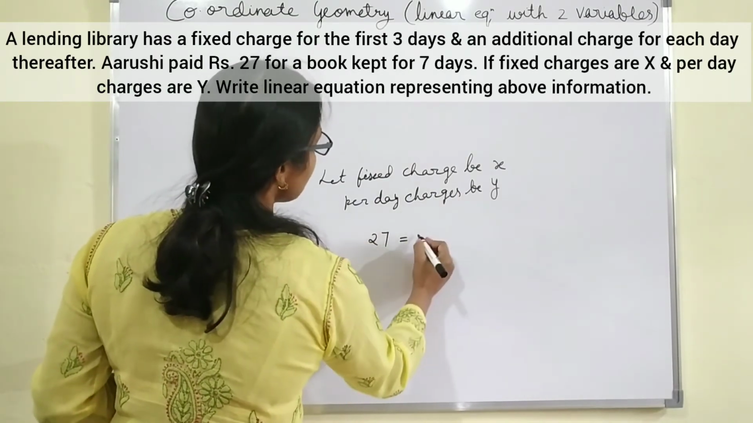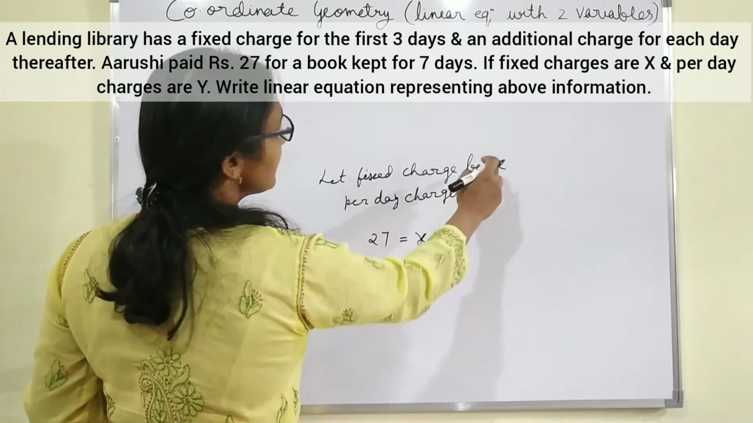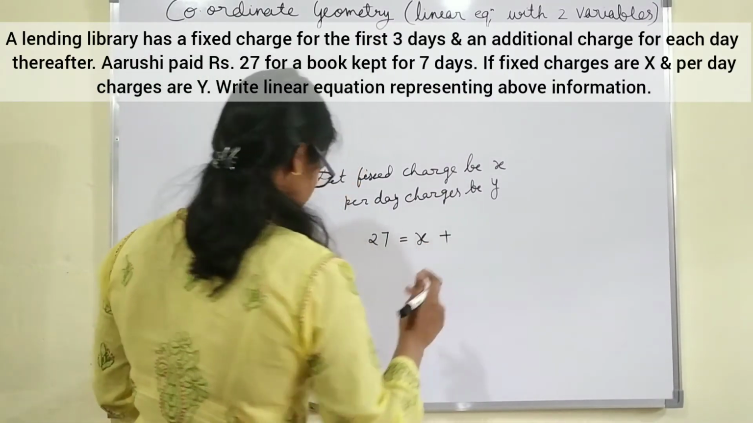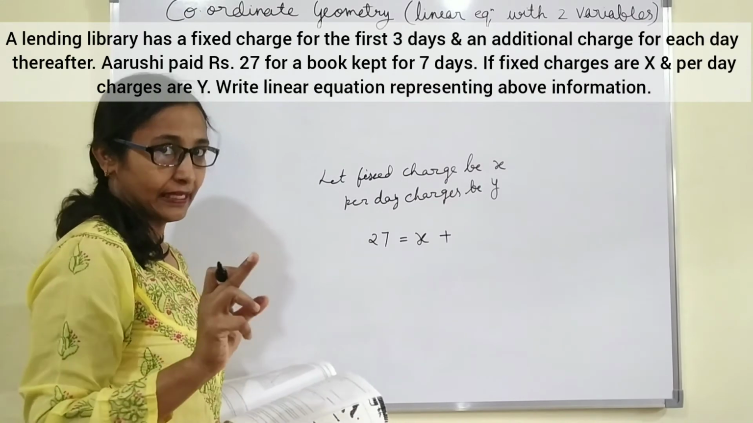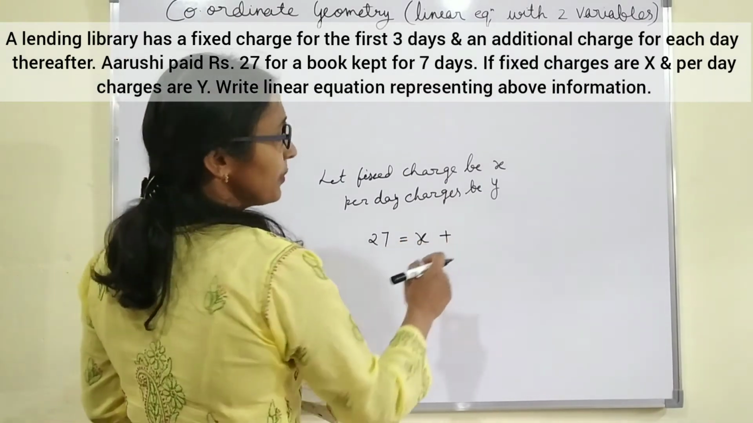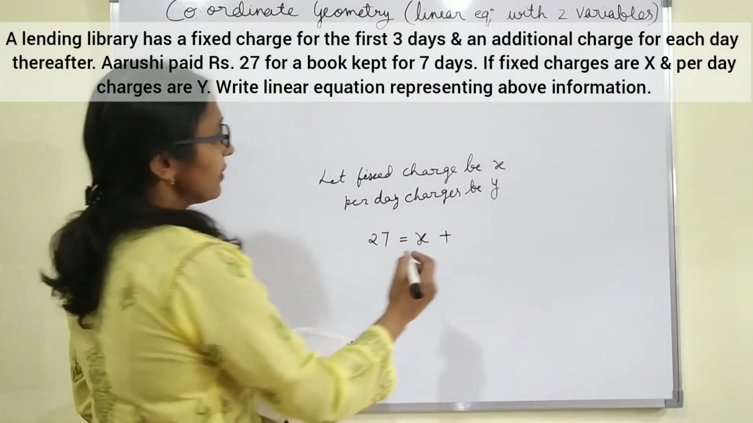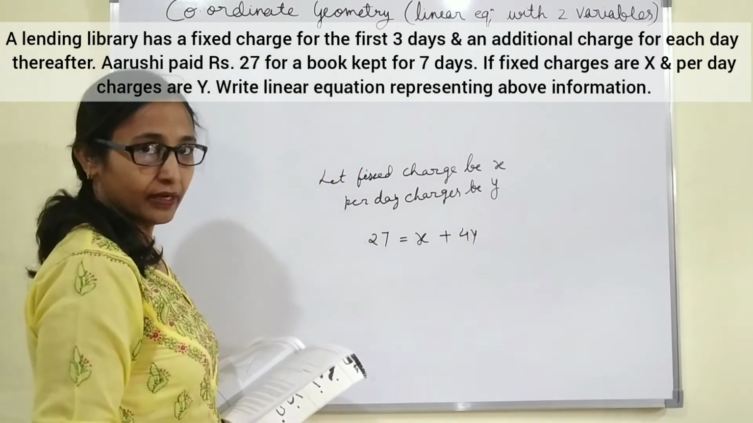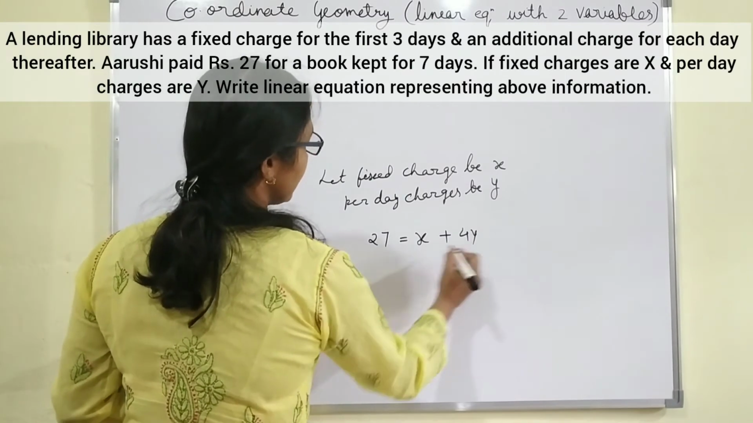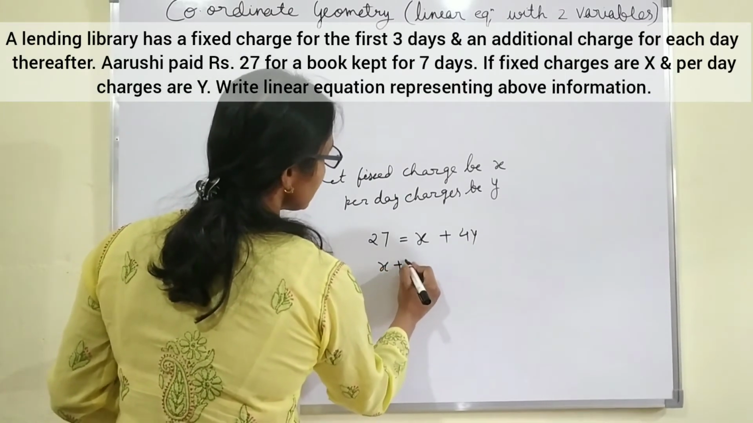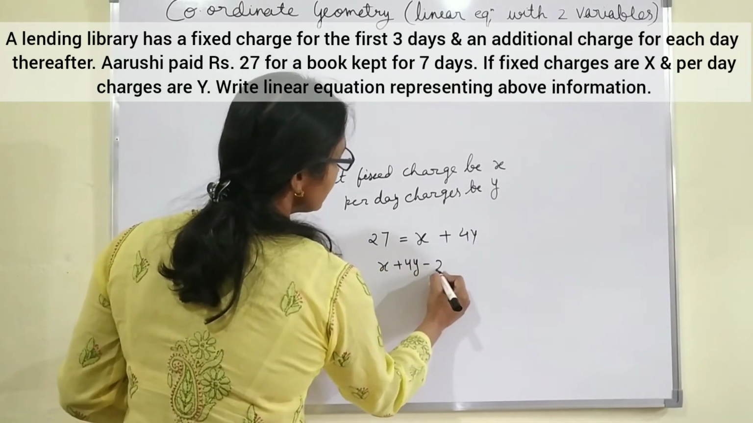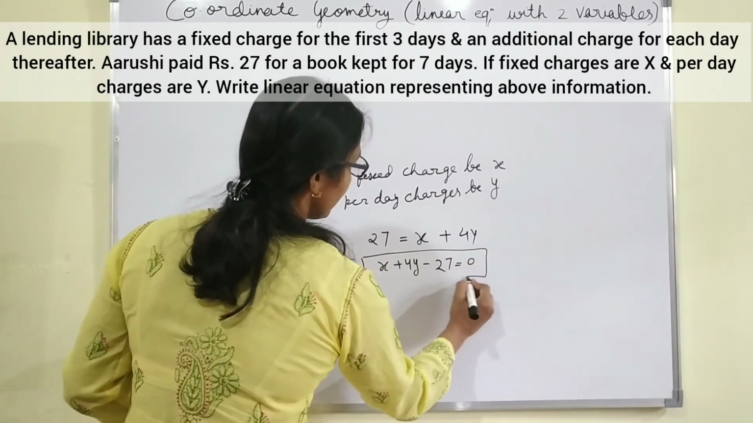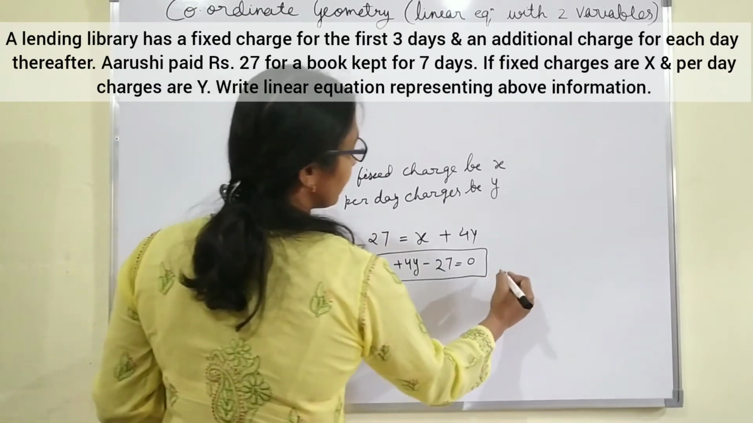The total amount she is paying is 27. The fixed charge for the first 3 days is x rupees. So how many days are left in the week? 4. So 4 into y. So it is our linear equation: x plus 4y minus 27 equals 0. Now you draw it in the graph.